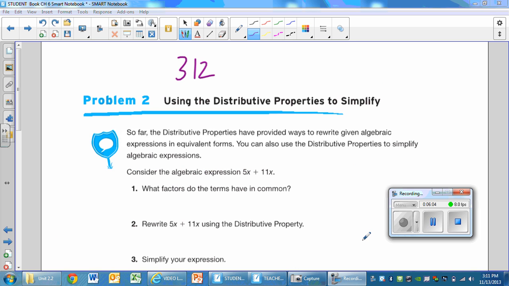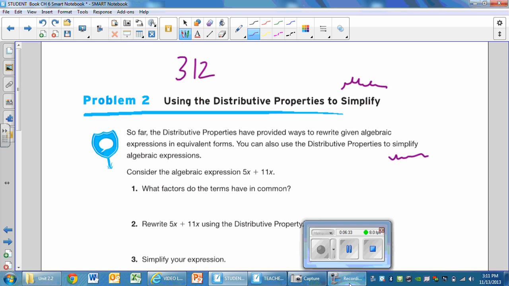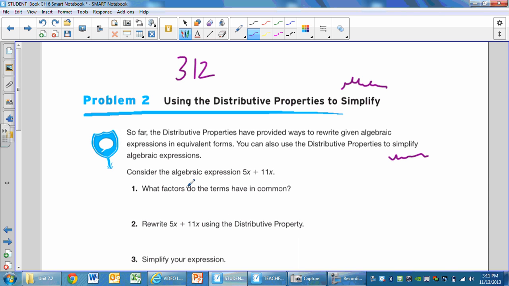All right, we're going to now be on page 312. So let's look at problem 2, using the distributive properties to simplify. So far, the distributive properties have provided ways to rewrite given algebraic expressions in equivalent forms. You can also use the distributive properties to simplify algebraic expressions. Consider this one, 5x plus 11x. What factors do the terms have in common?